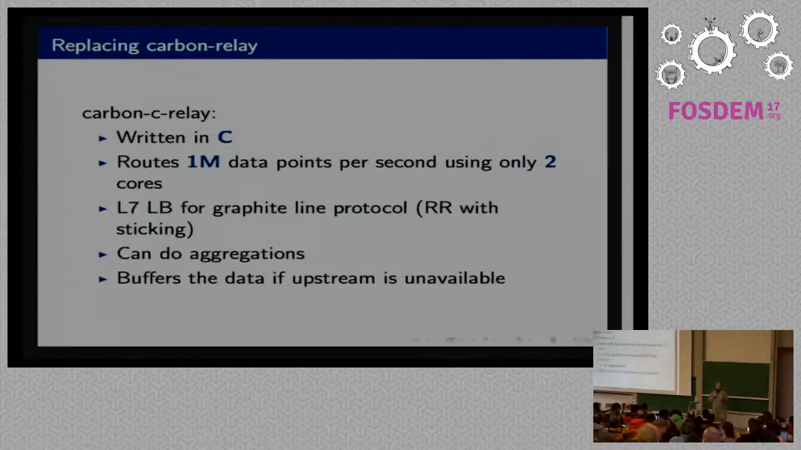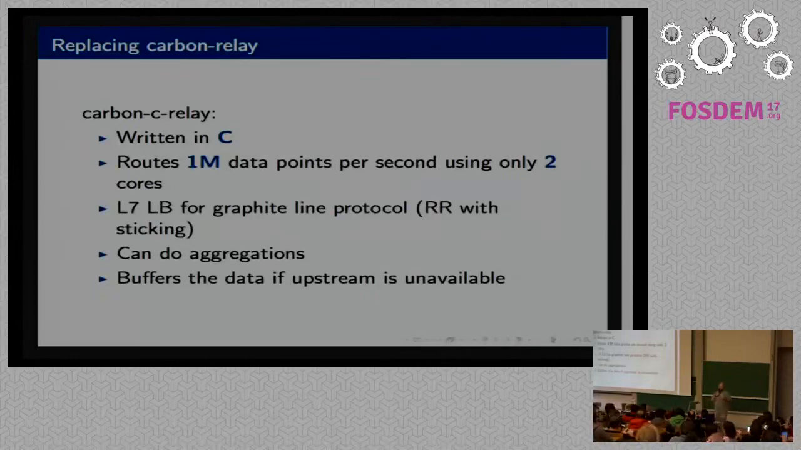So what is carbon C relay? It's a not really simple daemon at this moment, written in C. It's also very fast because it can route more than 1 million points per second using only 2 CPU cores. Because for our cases, carbon relay was scaling not really well. Carbon C relay was more than 10 times faster than carbon relay in our cases.